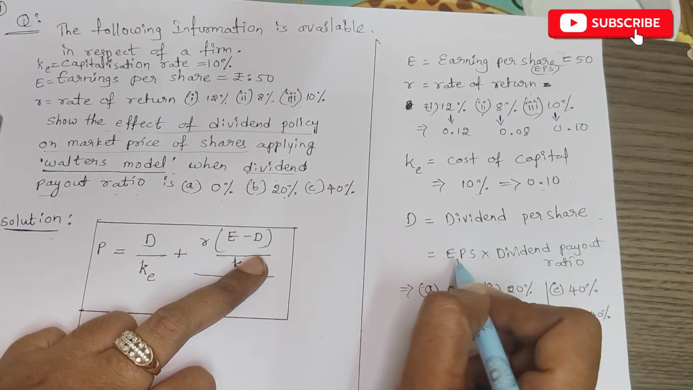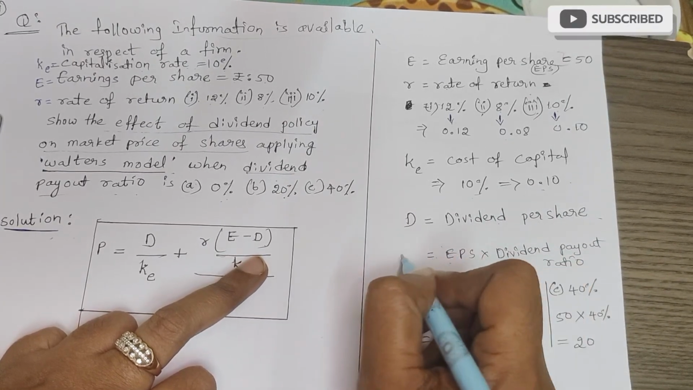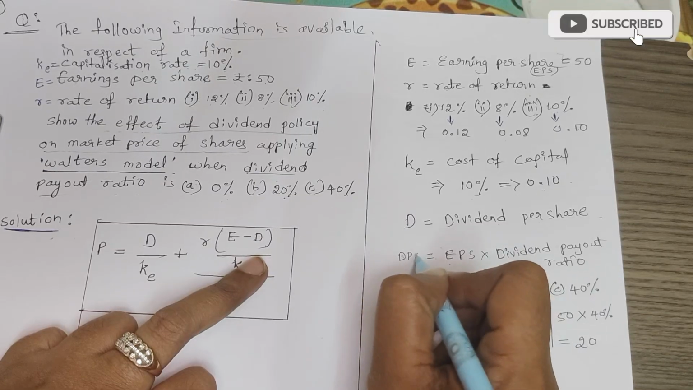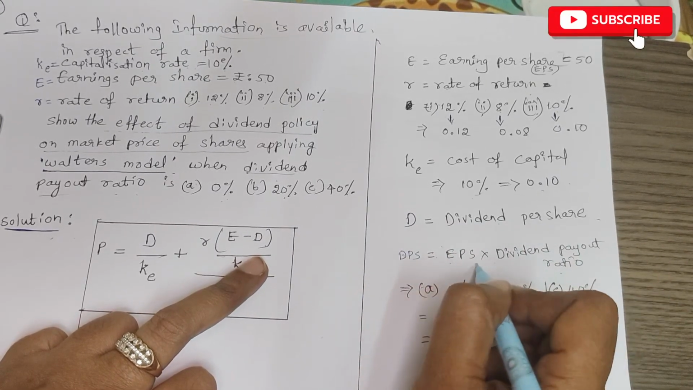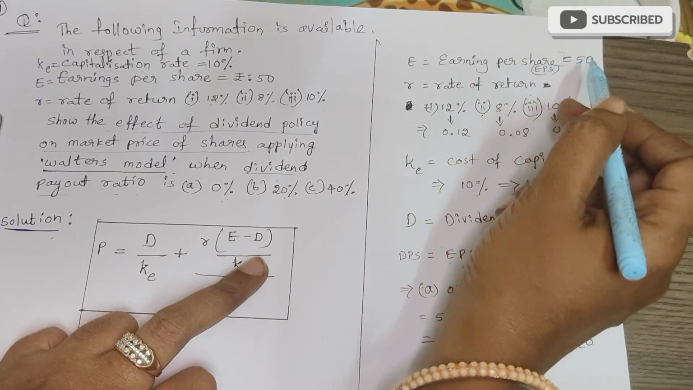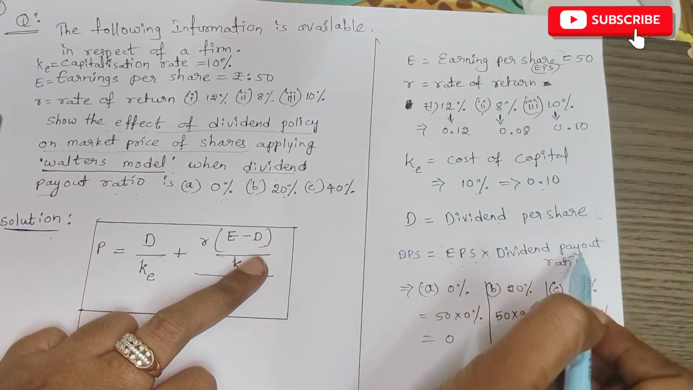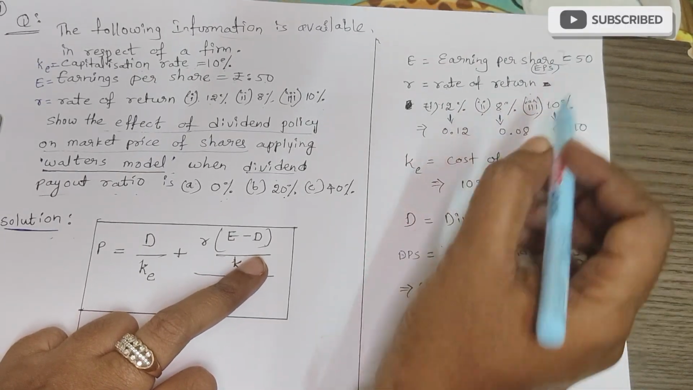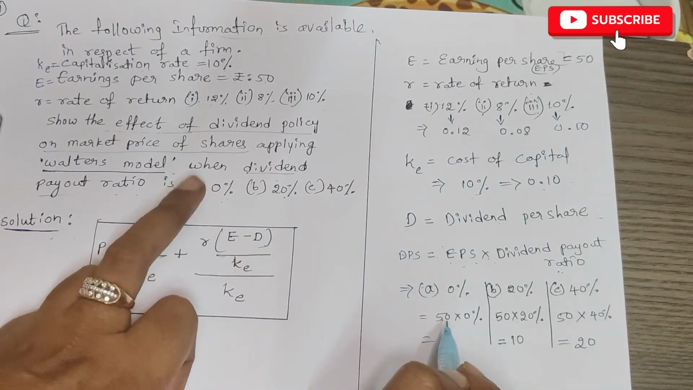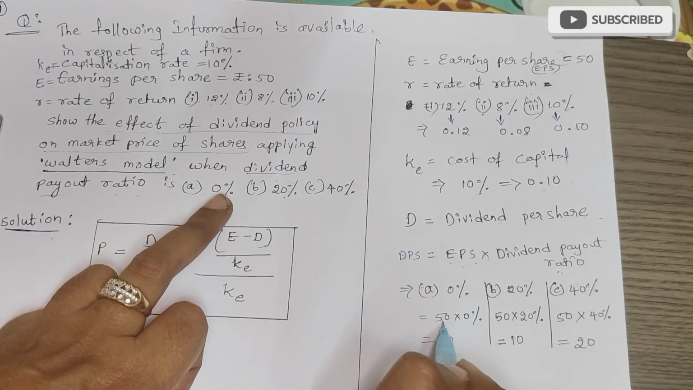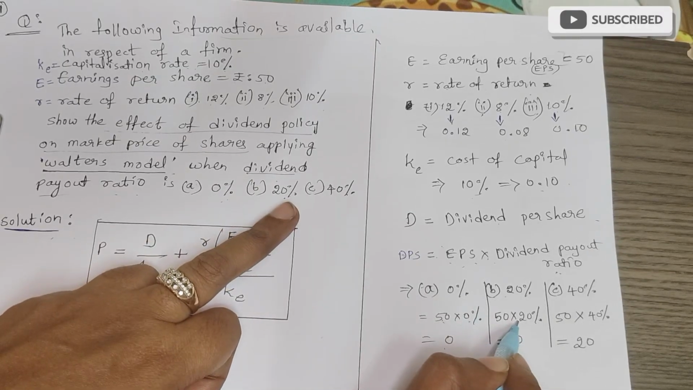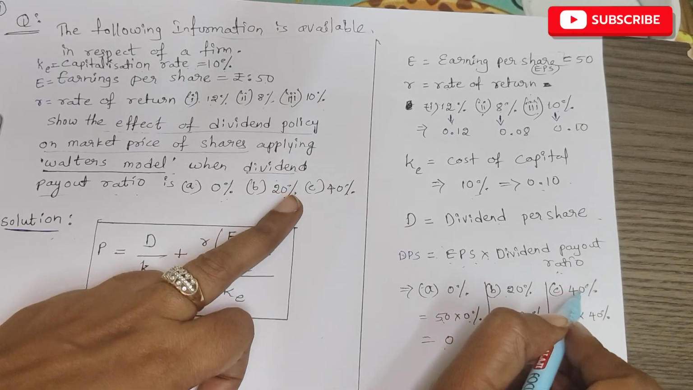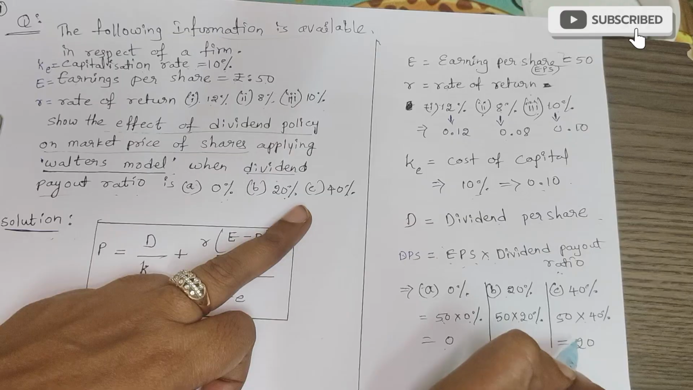How to calculate? Here we have formula for dividend per share. Dividend per share is equals to EPS into dividend payout ratio. So EPS is nothing but earning per share. So earning per share into dividend payout ratio. So earning per share is 50 rupees. Dividend payout ratio for A 0%. So 50 into 0% will get 0. Likewise B also. 50 into 20% will get 10. 40% C. 50 into 40% will get 20.